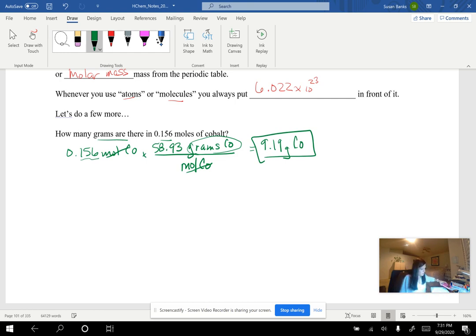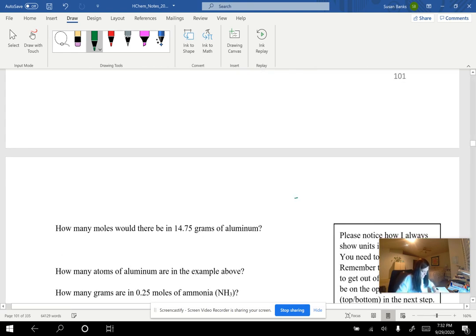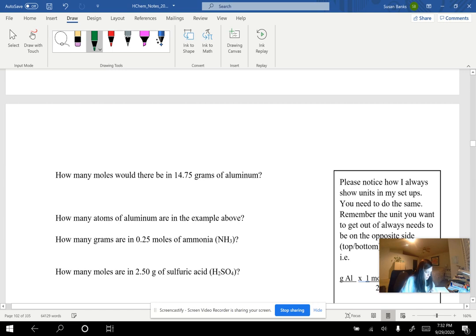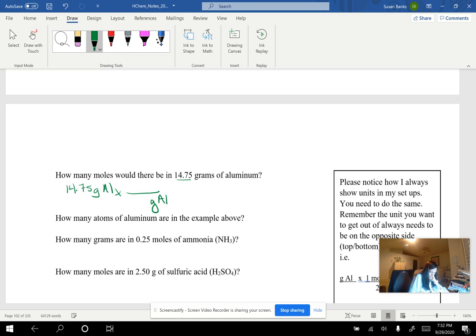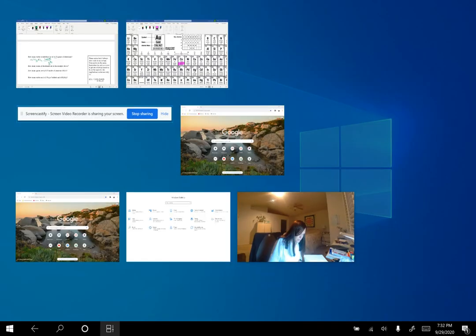Okay, let's do some more. Put my calculator over here. Right. How many moles would there be in 14.75 grams of aluminum? So I'm going to start once again with the number that's given me, 14.75 grams of aluminum. Now, I don't want grams, I want moles. That means I want grams to go on the bottom so that I can cancel out grams of aluminum. And I'm going to put 1 mole of aluminum on top. Once again, I don't have the molecular mass for aluminum memorized. So I'm going to check the periodic table.